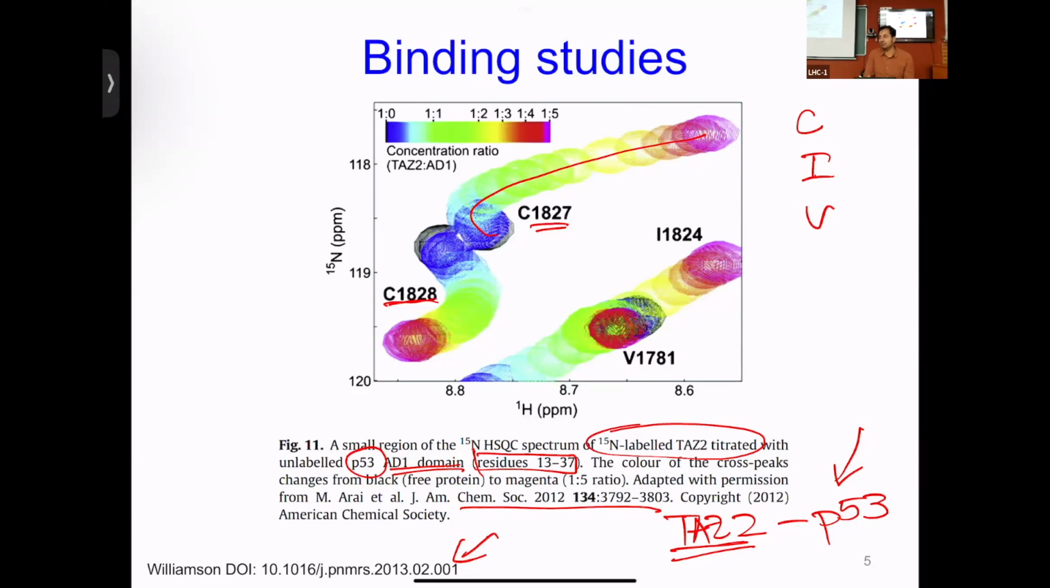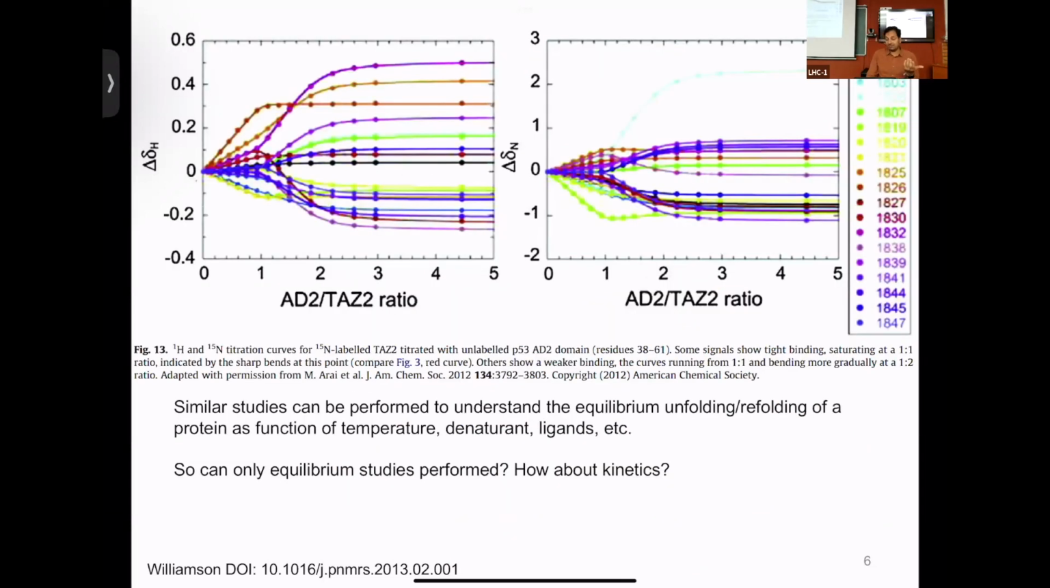You run the 2D. You have to run 2D, 3D to get the assignment. But the moment you have the assignments in a 2D, you can learn a lot of important things from it. There's a protein-protein example. You can throw a small molecule to understand drug binding with NMR, right? So not just that, you can start using the chemical shift changes as a function of concentration.